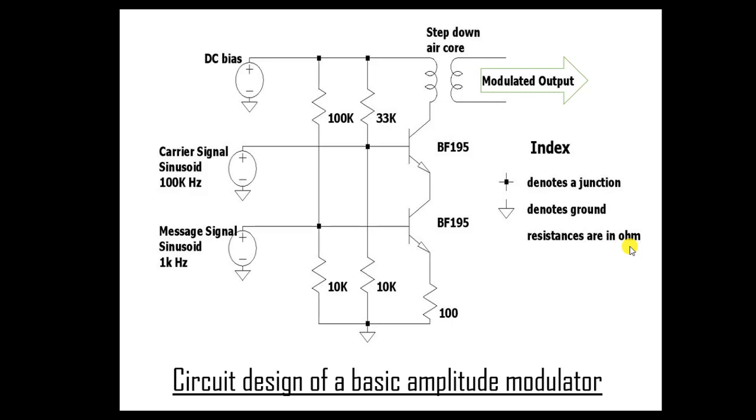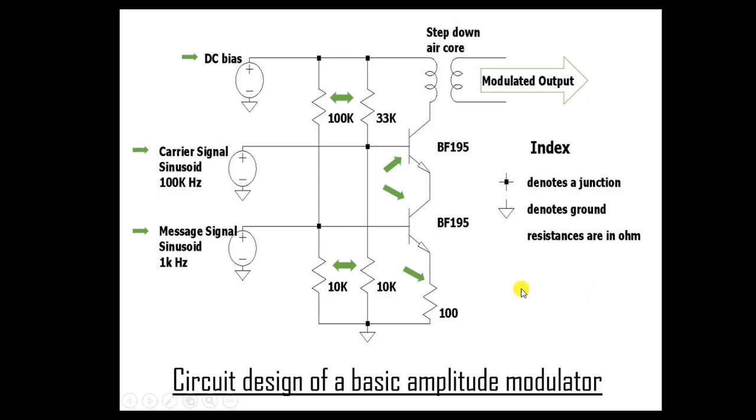This page shows the circuit design of a very simple amplitude modulator. The modulator circuit consists of two NPN transistors and some resistances. On the top left, we see a DC source connected to ensure proper bias of the transistors. Next is the carrier signal, which is a simple sinusoid of a very high frequency, 10 to the 6 Hz. Below it is the message signal that is to be transmitted, which is also a sinusoid but with a relatively low frequency of 1000 Hz.